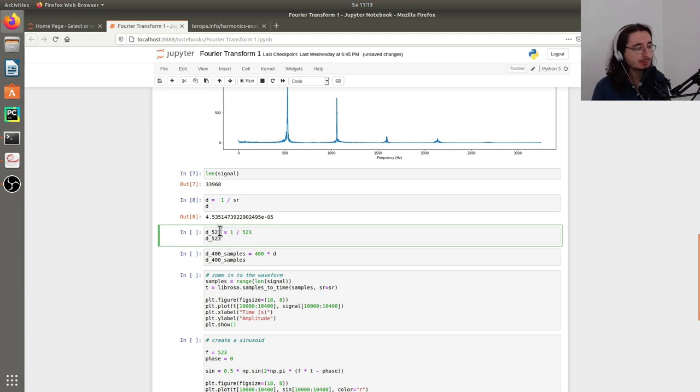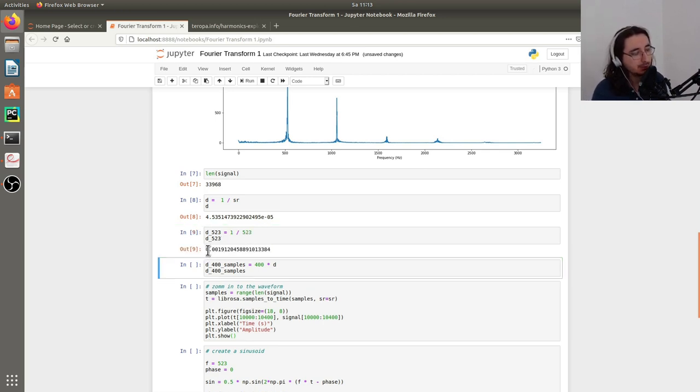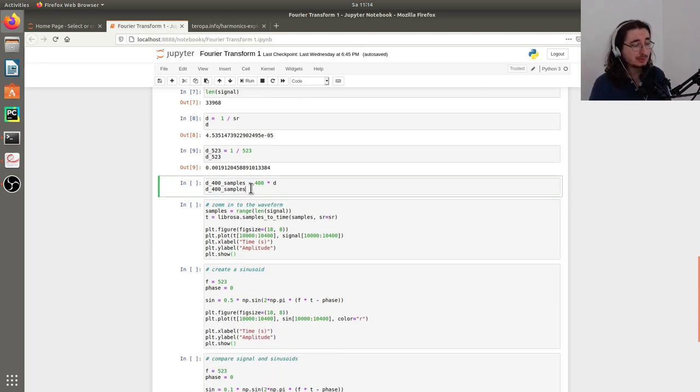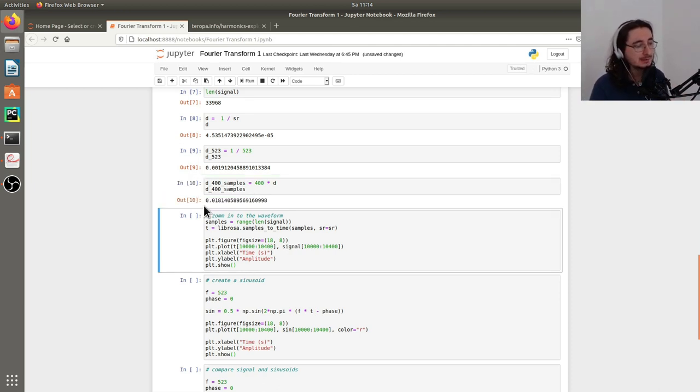Now, let's take a look at the duration of a cycle for our fundamental frequency, so 523 hertz. Obviously this is 1 divided by 523. If you take a look at this result, it's almost 2 milliseconds. So we have a cycle every 2 milliseconds. Now what I want to do is zoom into the waveform and only consider 400 samples, because 400 samples are going to give us 0.02 seconds. And this will enable us to see more or less 10 cycles of our waveform. And that is something we can definitely visualize.